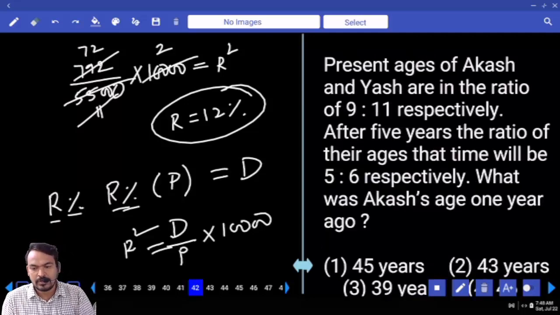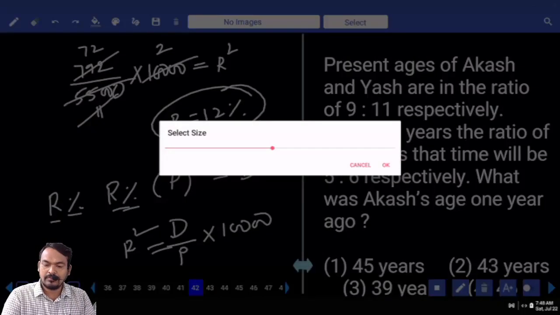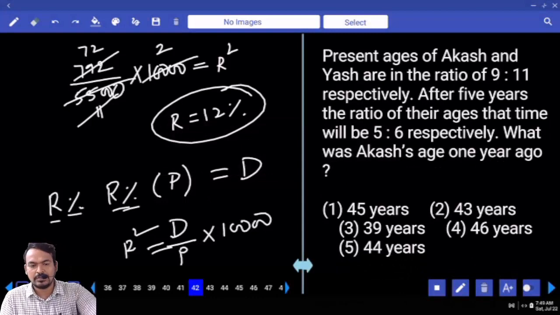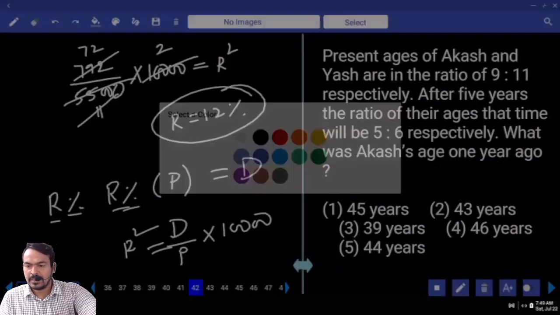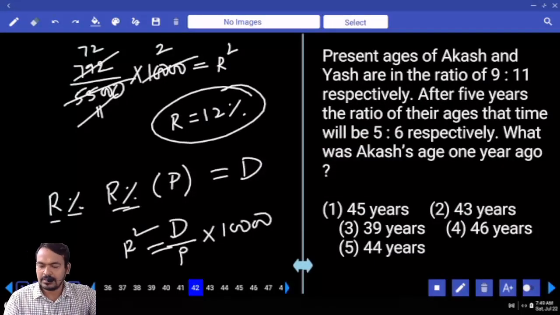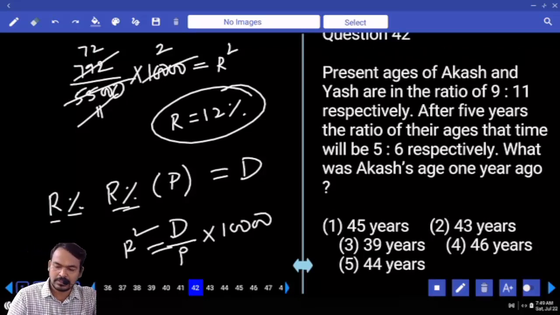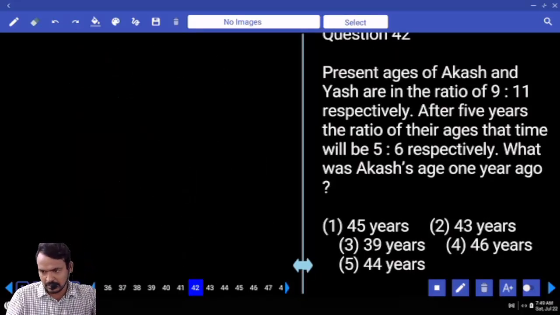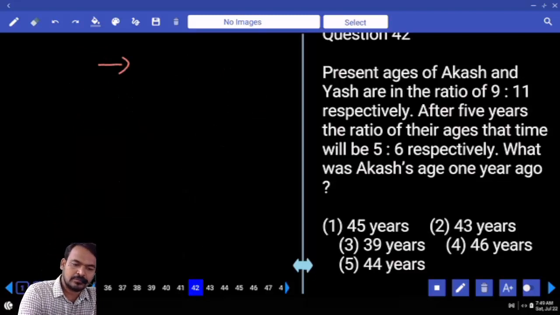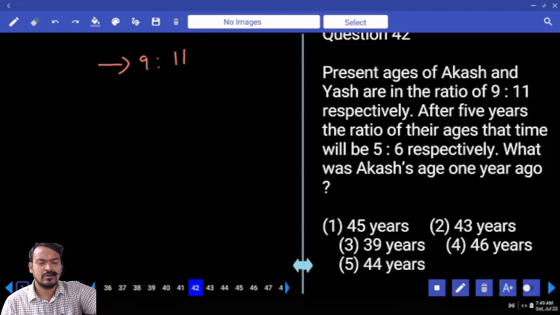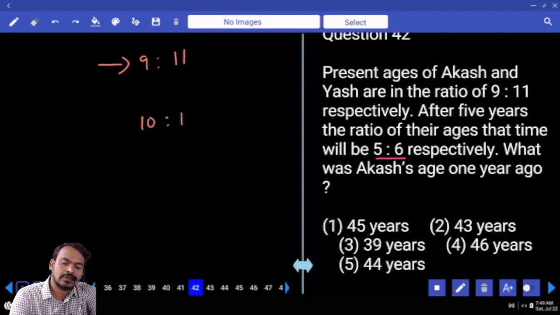Next question number 42. Present ages of Akash and Ash are in which ratio? 9:11. After 5 years, the ratio of their ages at that time will be how much? 5:6. What was Akash's age 1 year ago? What is the present ratio? 9:11. Present, how many parts is the difference? 2 parts. Means in the future also the difference must be 2 parts or not. What is the future ratio? 5:6. It is converted to 2 times or not? 2 into 5, 10. 2 into 6, 12.